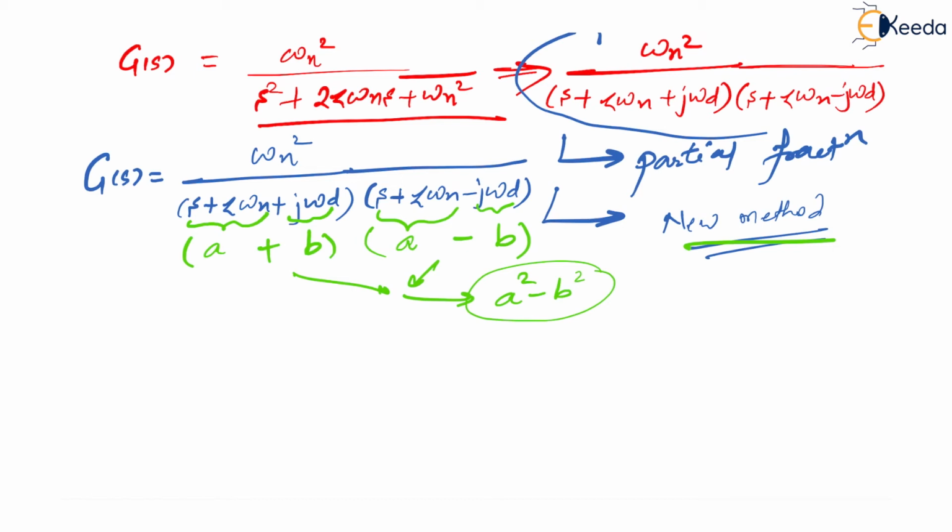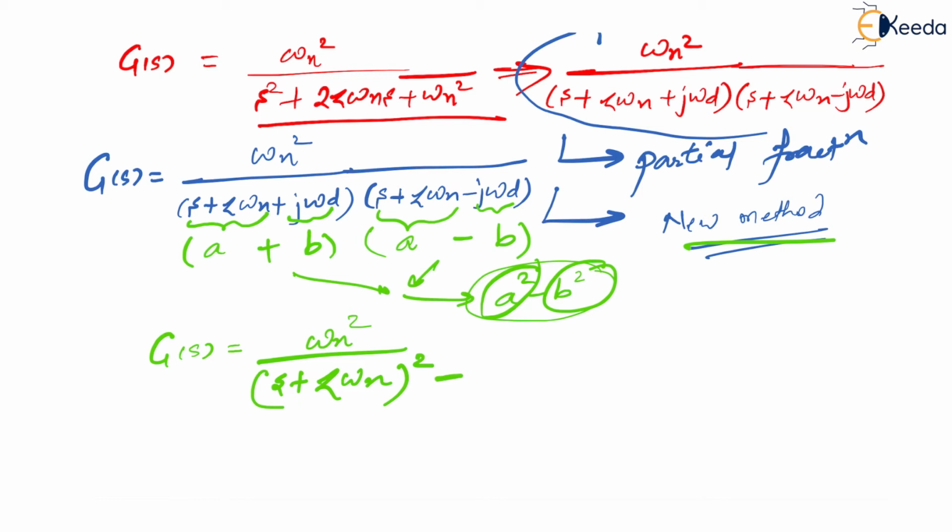Yes. Now by using the same relation, what do we have? G of s is equal to, what do we get? Omega n squared upon, definitely we can write a squared minus b squared. So what is a squared? A is what? S plus zeta omega n. So I can write s plus zeta omega n the whole squared minus b squared. What is b? J omega d. So it is going to be j omega d the whole squared. Is that right? Yes.